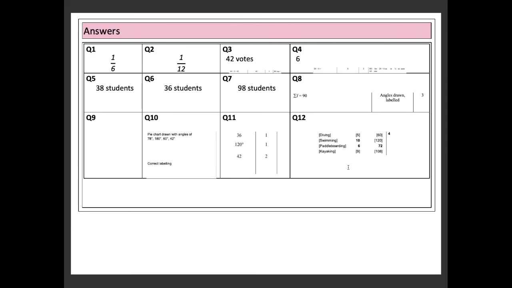Okay, and here are your answers. So mark those in green.